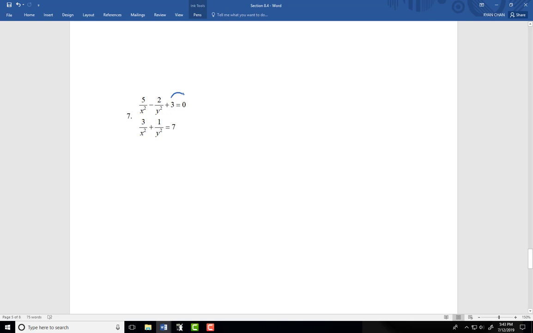So you want to make sure everything is lined up, kind of like elimination, if you're doing elimination. So I have 5 over x squared minus 2y squared is equal to -3. And I have 3 over x squared plus 1 over y squared is equal to 7. Now, this may be confusing for some of you guys, right, because the y squared is on the bottom, okay? But here's the idea: if I want to do elimination, if I multiply this by 2, I'm going to get the following. Let me rewrite the top part here first.